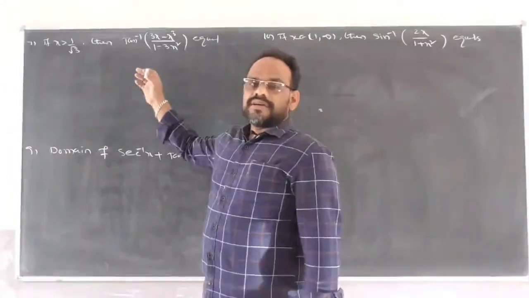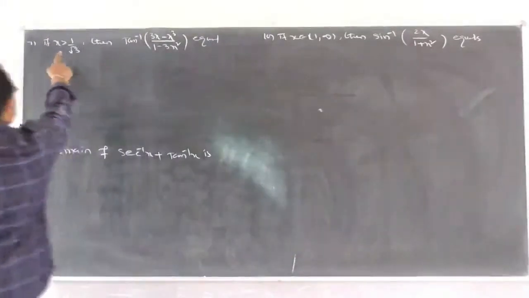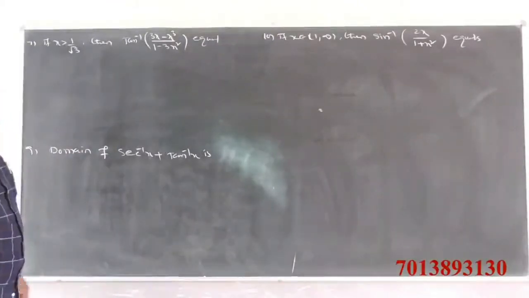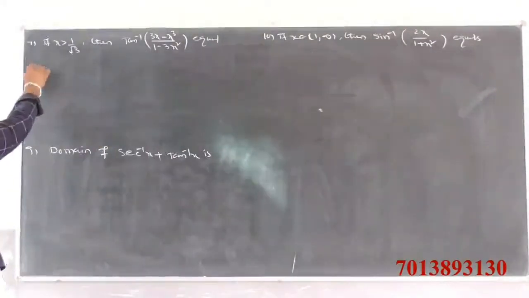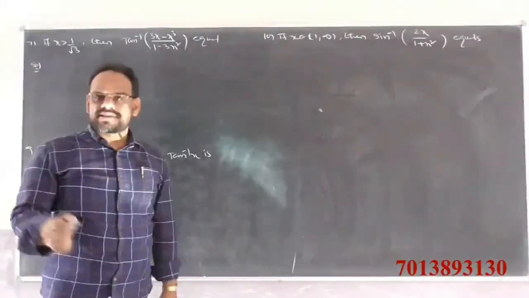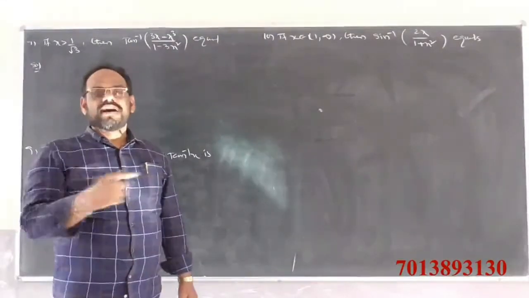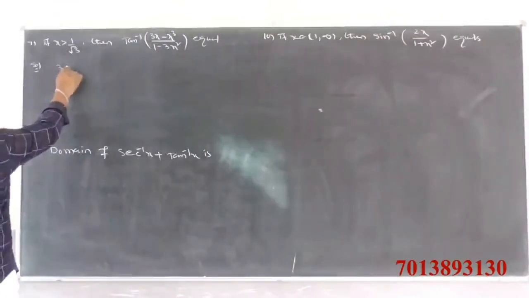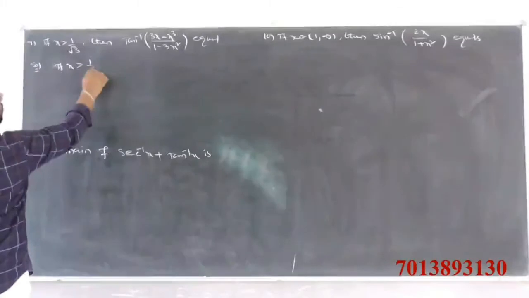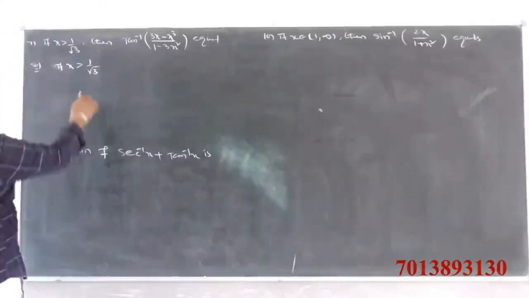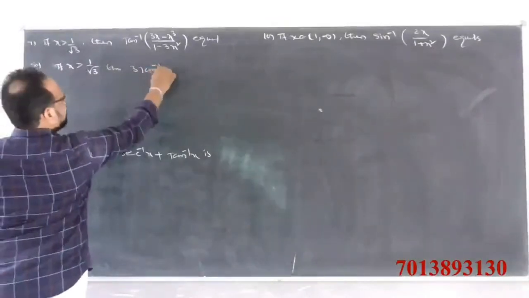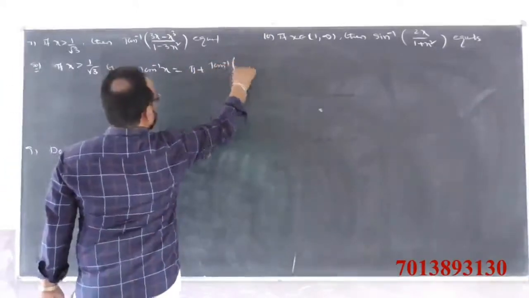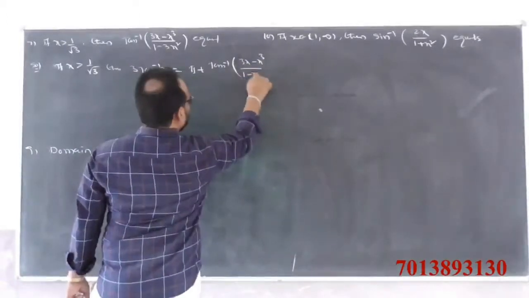If x is greater than 1 by root 3, then tan inverse of (3x minus x cubed) by (1 minus 3x square) equals what? Already we have formulas, properties of inverse trigonometric functions, which we discussed previously. If x is greater than 1 by square root of 3, then 3 tan inverse x equals pi plus tan inverse of (3x minus x cubed) by (1 minus 3x square).